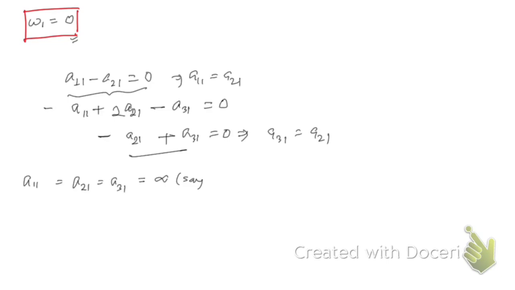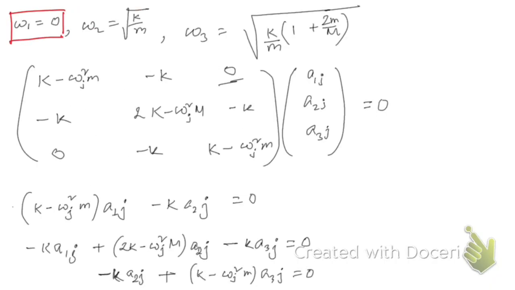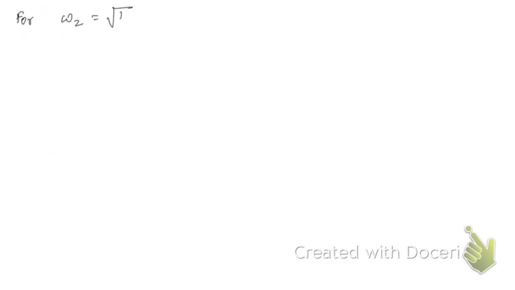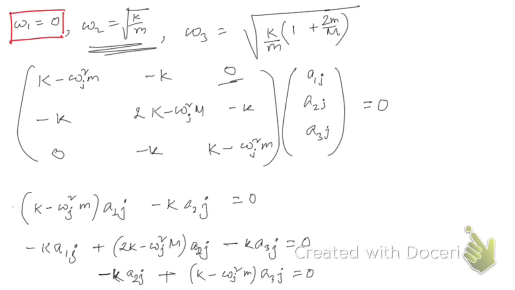Okay, so now let's go to the second mode. The first mode is done. Now for omega 2, what was the value of omega 2? This is root over k by m. This is the value of omega 2 that we have got. Now again, using the same procedure, let me copy these three equations.